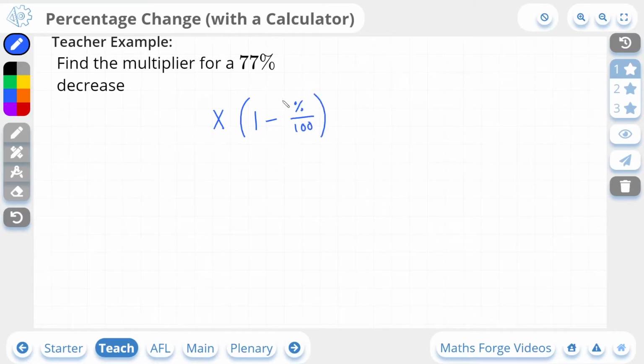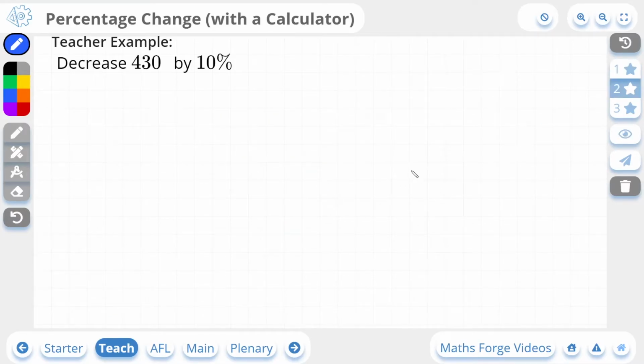So what does this look like for a 77% decrease? Well, it's going to be times 1 minus 77 over 100. If we simplify this into our calculators, it will give us times 0.23. So if you're decreasing a number by 77%, you should multiply that number by 0.23. And if we check our answer, there it is.